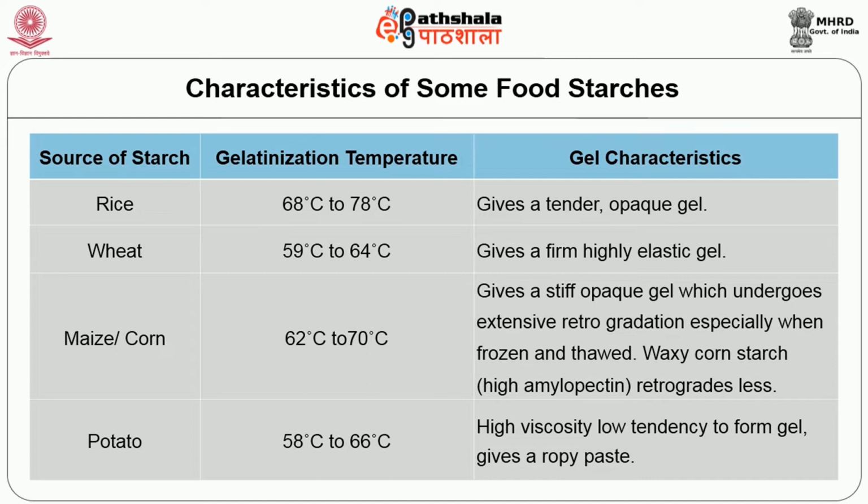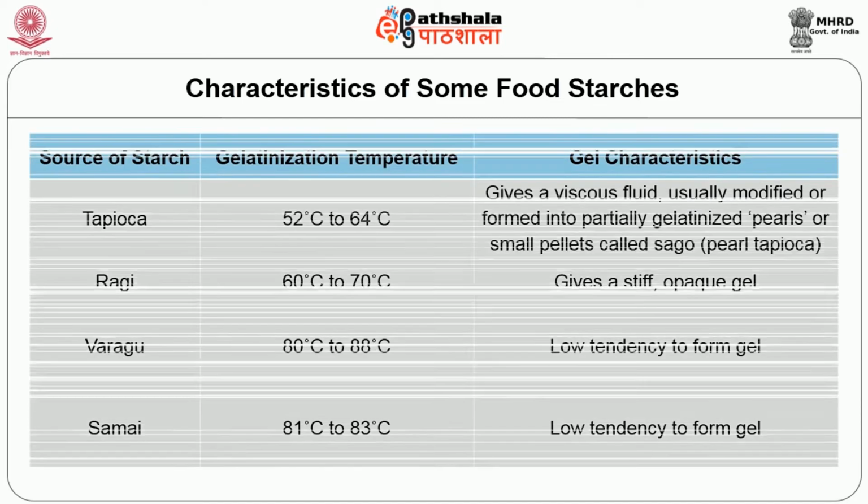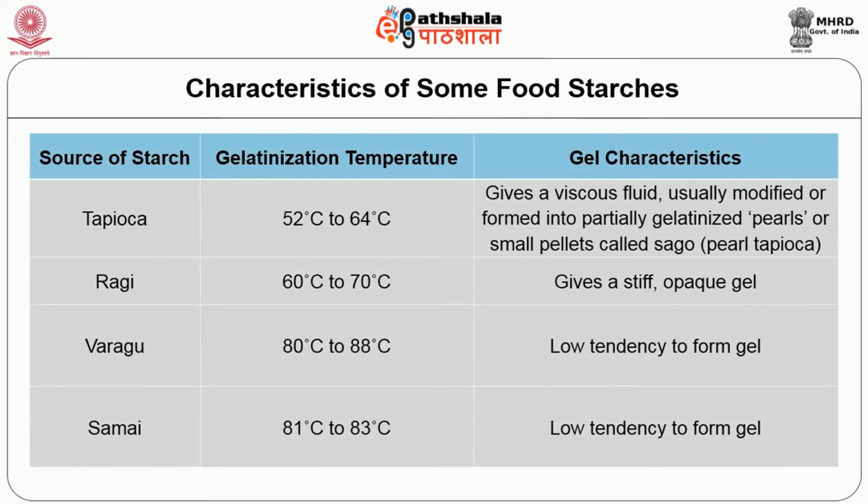Potatoes when gelatinized at 58 degrees Celsius to 66 degrees Celsius give high viscosity. They tend to form high viscosity and have a low tendency to form gel, which gives a ropey paste. Tapioca when gelatinized at 52 degrees Celsius to 64 degrees Celsius gives a viscous fluid, usually modified or formed into partially gelatinized pearls or small pellets called sago.